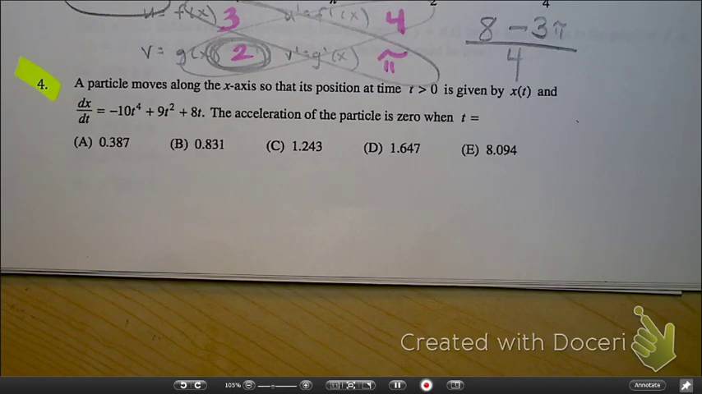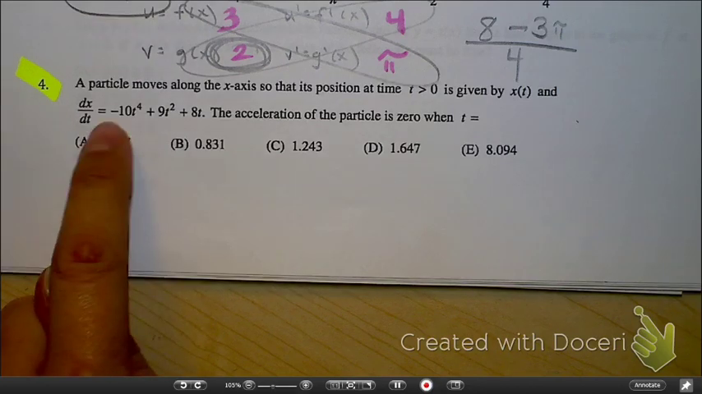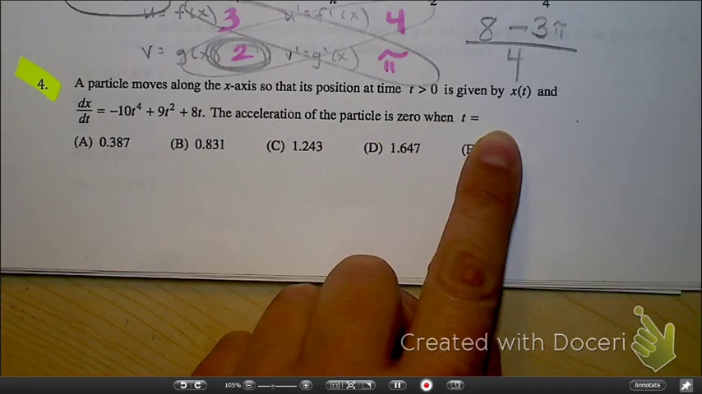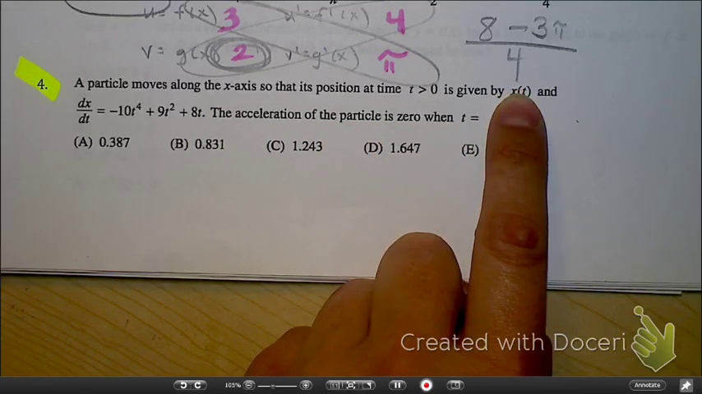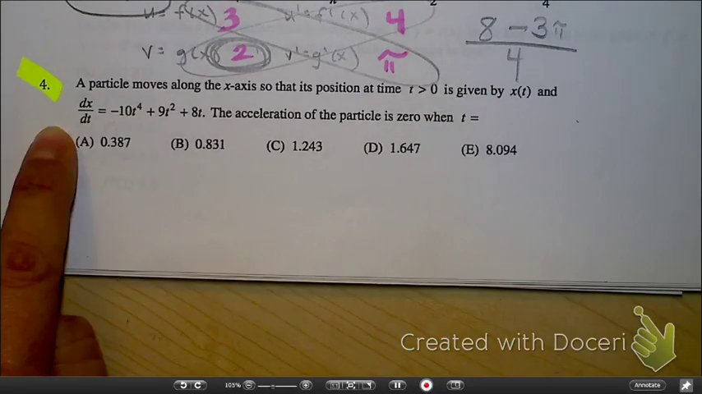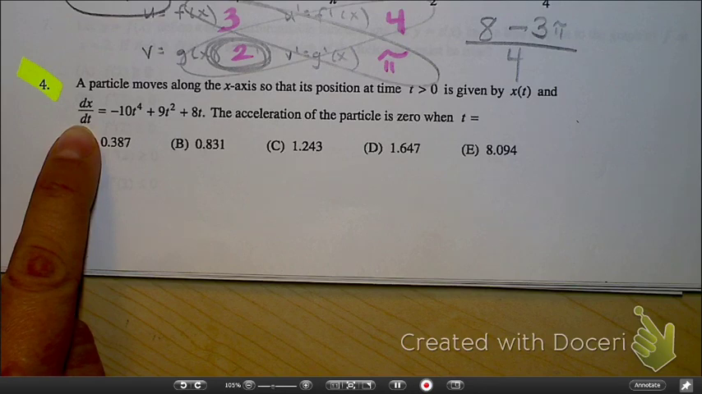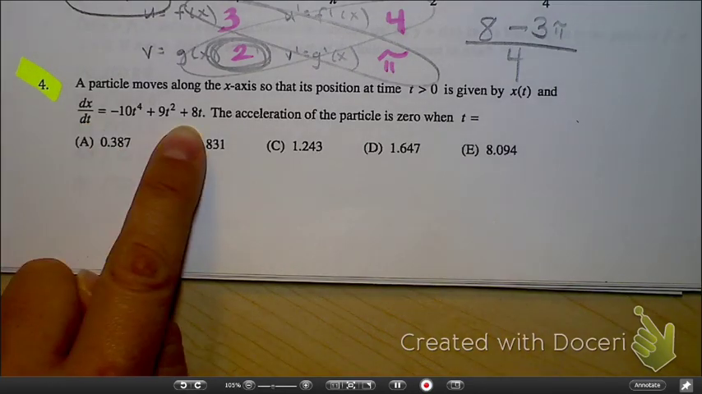All right, for number 4 in the calculator section, we have a particle that moves along the x-axis so that its position at time t greater than 0 is given by x of t, and dx dt equals this function. It says the acceleration of the particle is 0 when t equals blank. So first of all, position is x of t. What do you get when you take the derivative of position? Velocity. So essentially they're telling us that this is the velocity function.